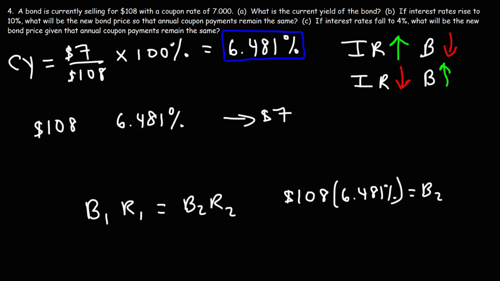B2 is the price of the new bond, such that the coupon payments remain the same. R2 is going to be the new interest rate, which will be like the current yield. And that's going to be 10%. So it's 108 times 6.481 divided by 10. And so the new price is going to be $69.99 with an interest rate or a current yield of 10%.